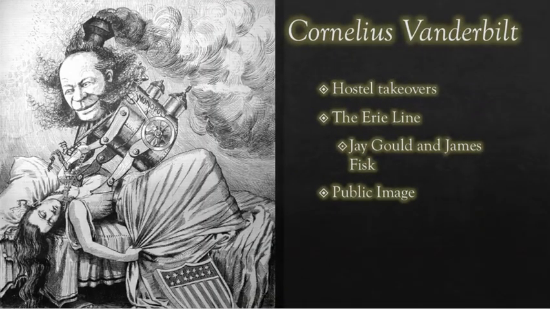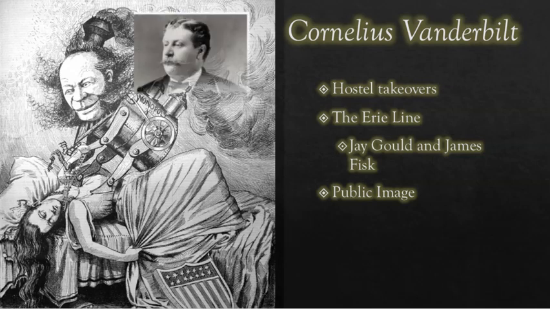One of the ways Vanderbilt acquired railroads was through the process of hostile takeovers. He would aggressively buy stock until he had the majority control of a company. The Erie Line was the busiest line in America, connecting Chicago and New York City, and Vanderbilt did not own it. Like he had done before, he began to buy stock in the Erie Railroad.